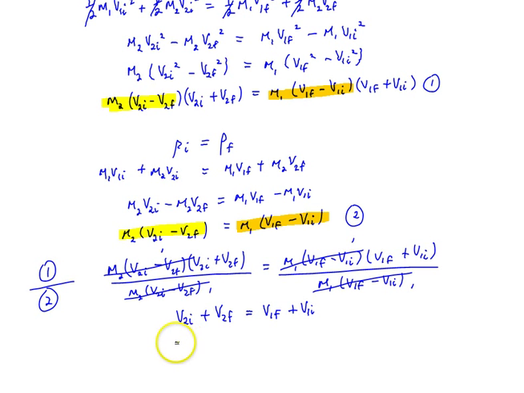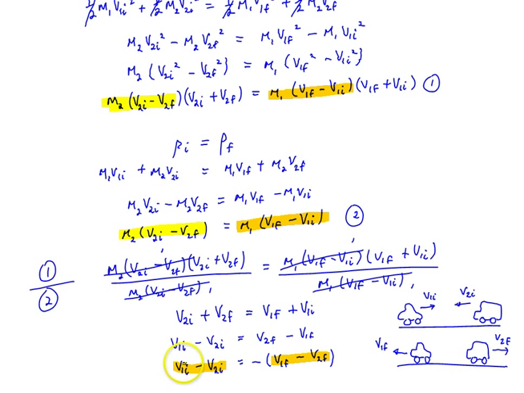So if we were to rearrange this once again so that we get V1 initial minus V2 initial, and that will be equal to V2 final minus V1 final. Or you could look at this as V1 initial minus V2 initial equals the negative of V1 final minus V2 final. And these are what we call relative velocities. This is a relative velocity, and this is a relative velocity.